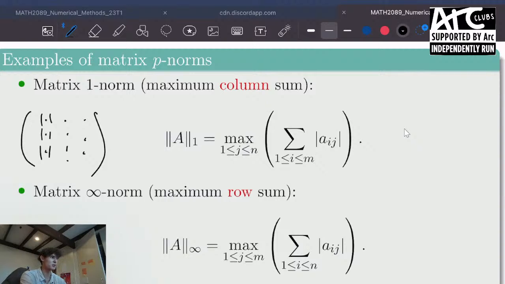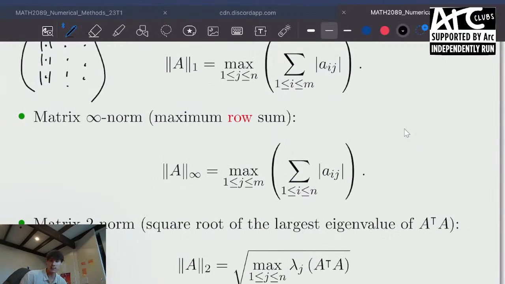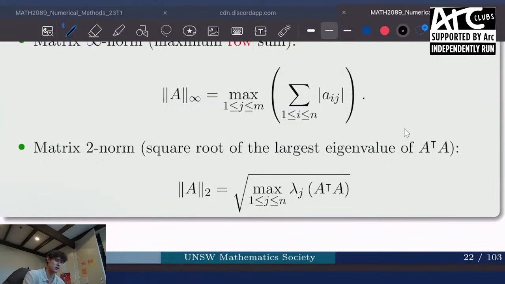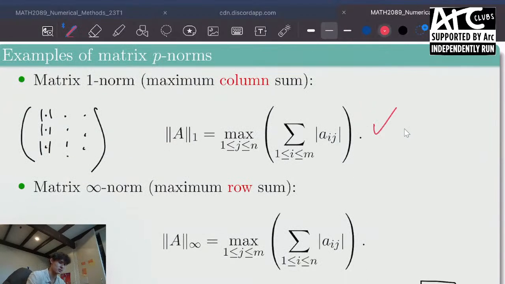Now, what I can also do is determine the matrix infinity norm. To do that, it's the maximum row sum instead. And the matrix 2 norm is the square root of the largest eigenvalue of the matrix A transpose A. So the most common ones we'll actually be asked to find are these two.